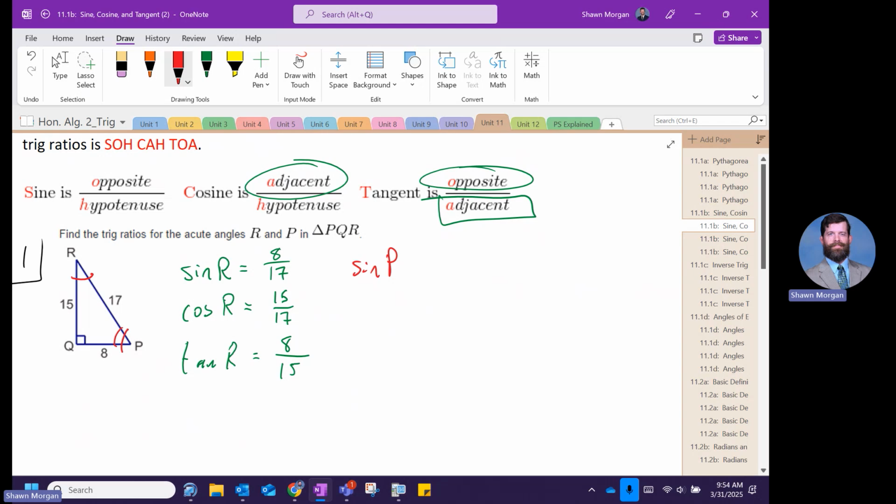We had some warm up stuff, and we're just doing SOH CAH TOA exercises now. So the sine of P, we would say, is opposite over hypotenuse. So I'm going to say 15 over 17, which, as BJ just said, matches the cosine of R. And what would y'all say the cosine of P is? Yeah, that's the sine of R. Now, what's the tangent of P? 15 over 8.